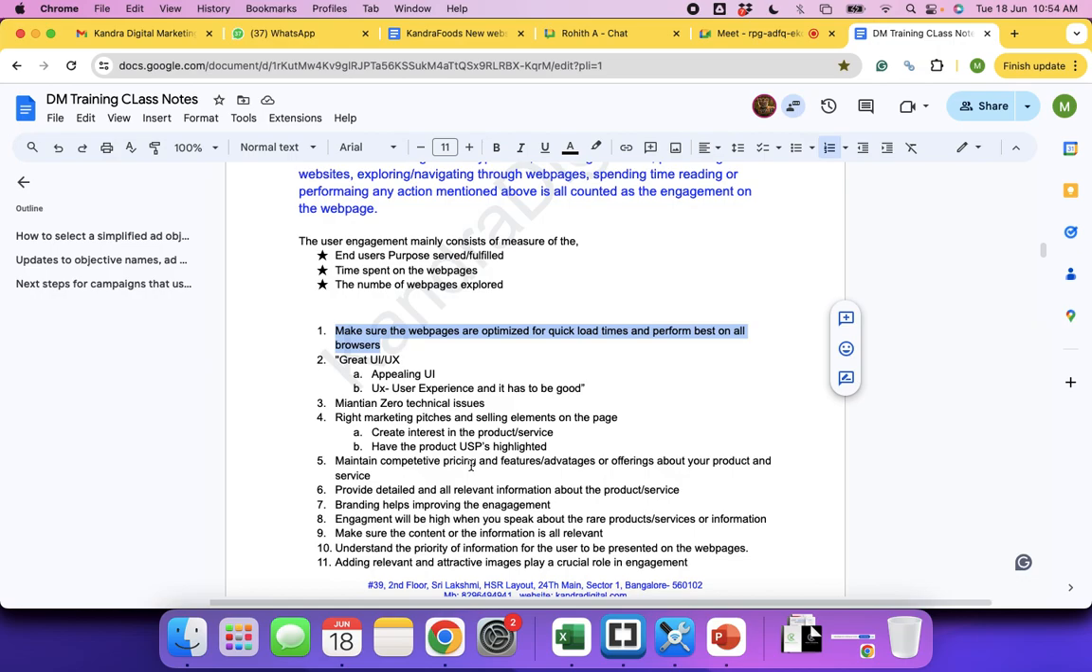Engagement will be very high when you speak about the rare products or services or information. Make sure the content or information is all relevant. Understand the priority of information for the user to be presented on the web pages. So I'll give you an example of priority.